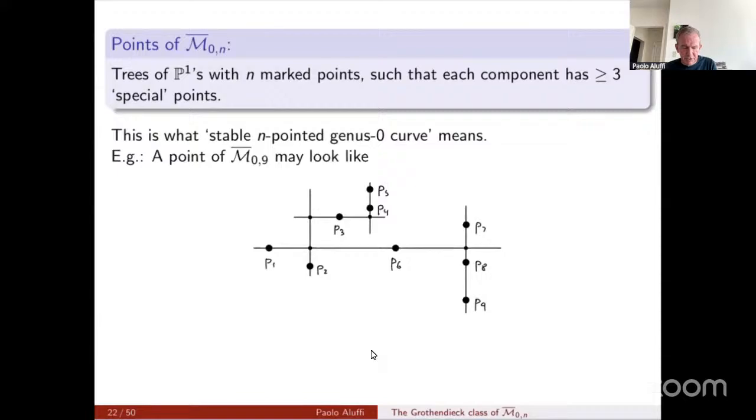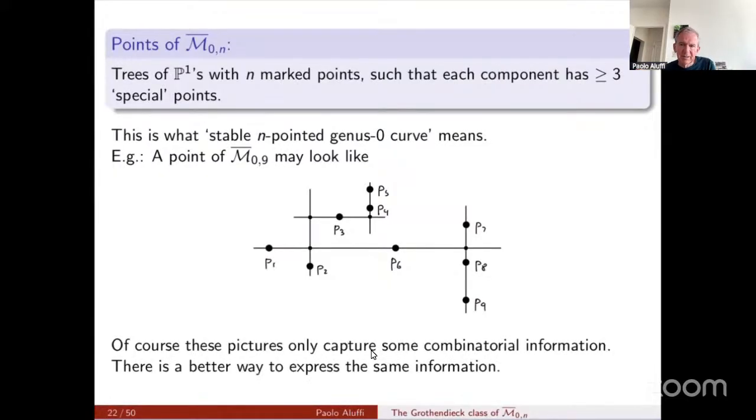So this is a combinatorial picture for a point of M09 bar. I was starting with this P1, and then somehow in the process, lots of other P1s were brought into existence, and the points landed on these. And if you look at it, I suppose each component has at least 3 special points. So this is a stable 9-pointed genus 0 curve. You can view it as a point of M09 bar, or rather as a combinatorial representation of such a point.